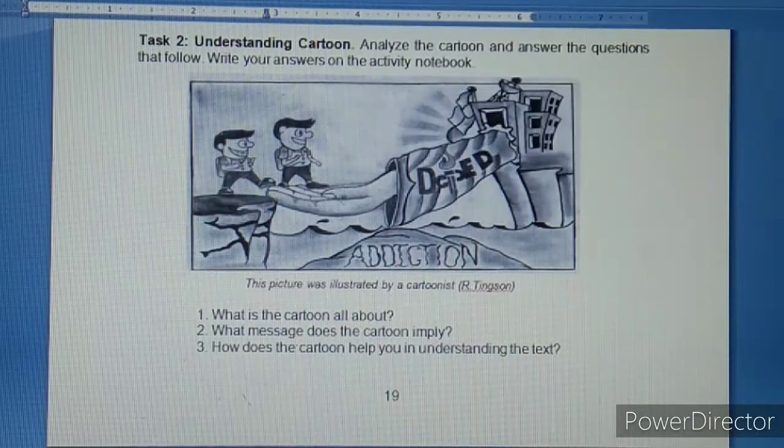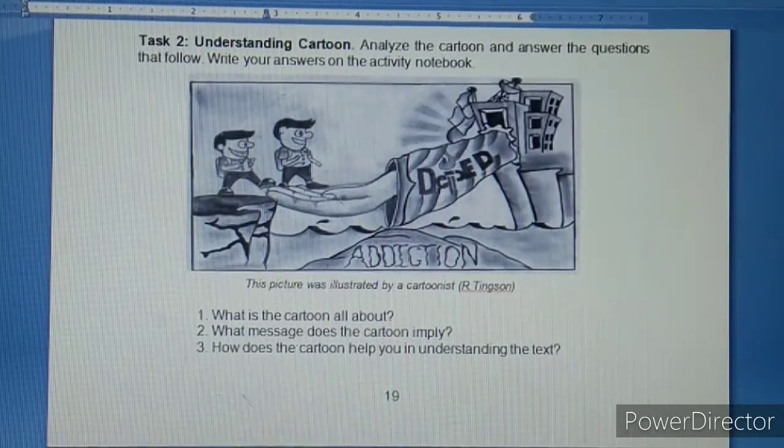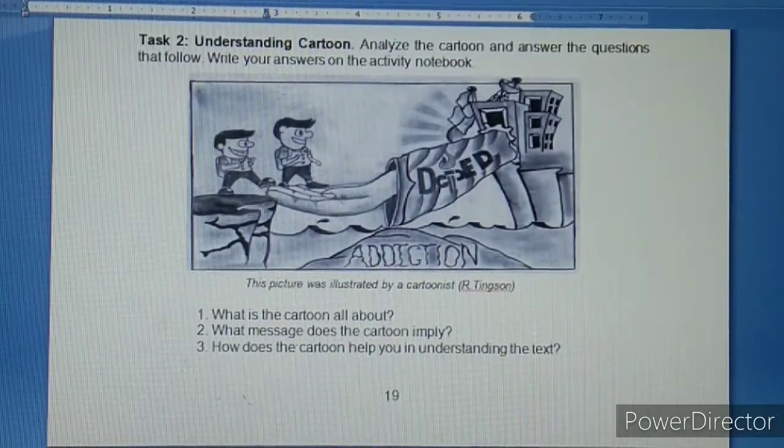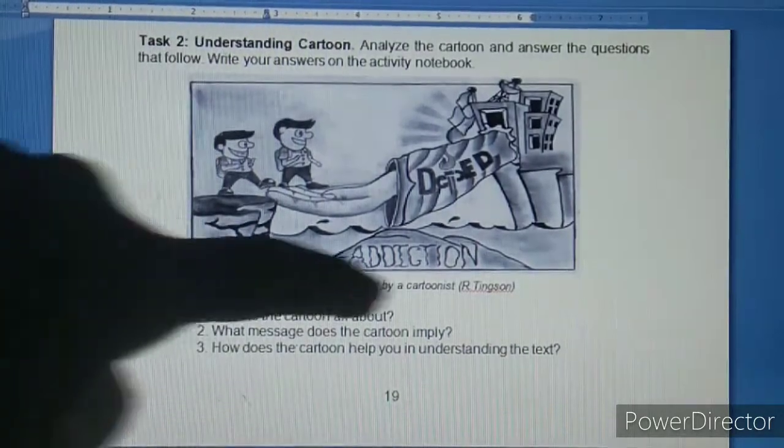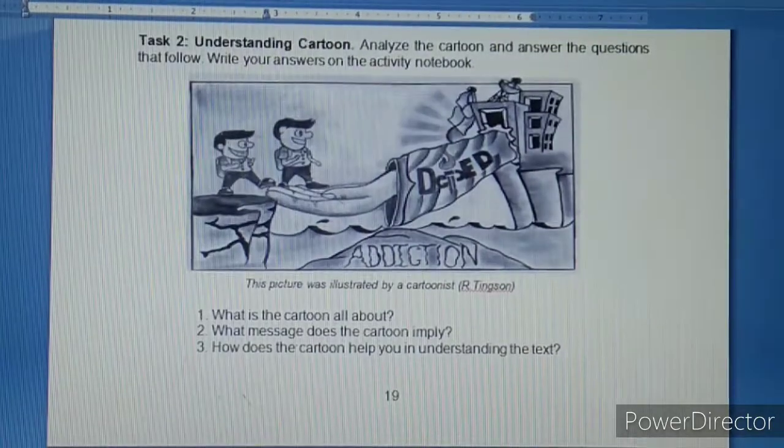Analyze the cartoon and answer the questions that follow. Write your answers in your answer sheet. So here is the picture. Okay, what is the cartoon all about?